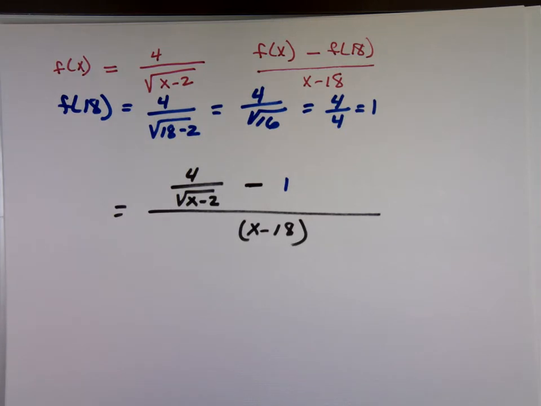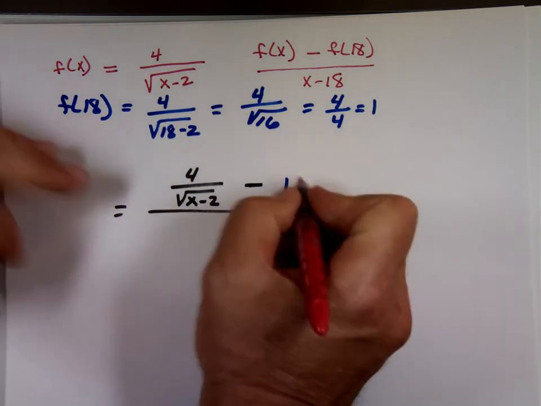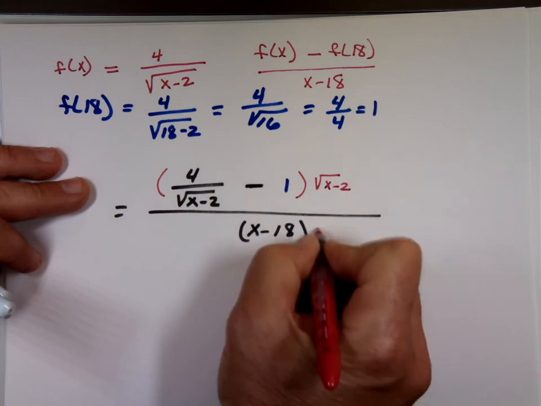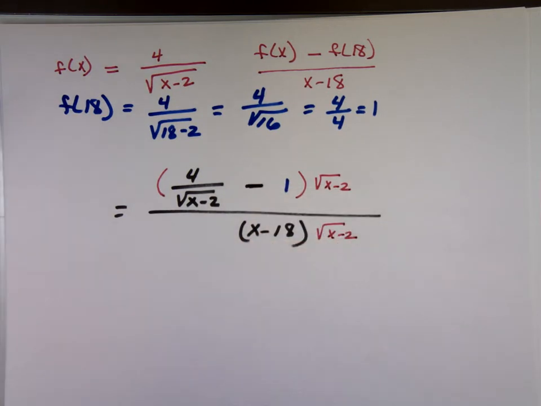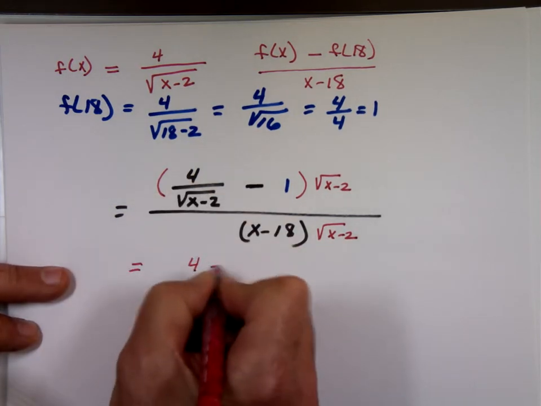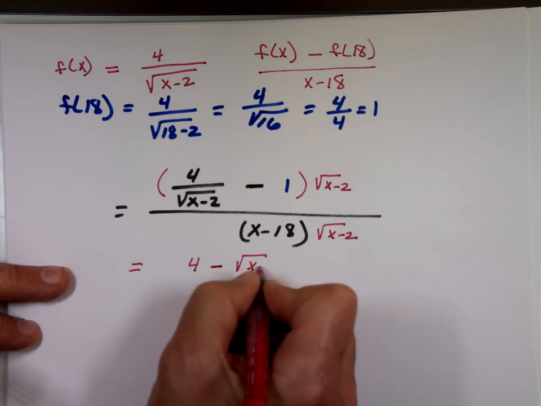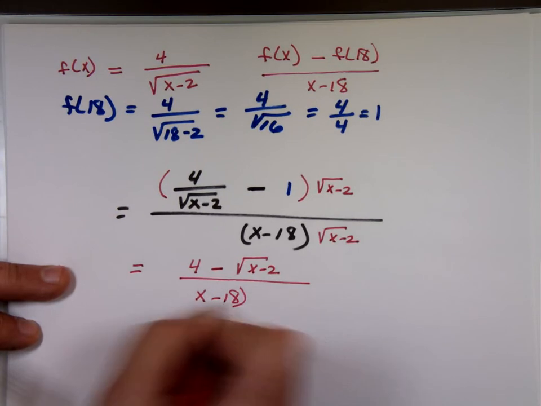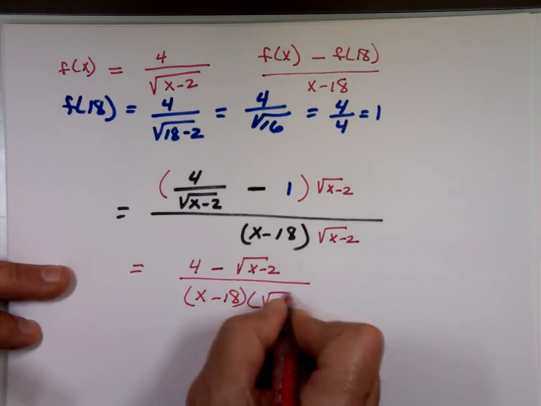And they probably won't leave the answer like this. LCD is what? Square root of x minus 2. So if we multiply by the square root of x minus 2, what are you going to have? You're going to have 4 minus the square root of x minus 2, divided by what? X minus 18 times the square root of x minus 2.